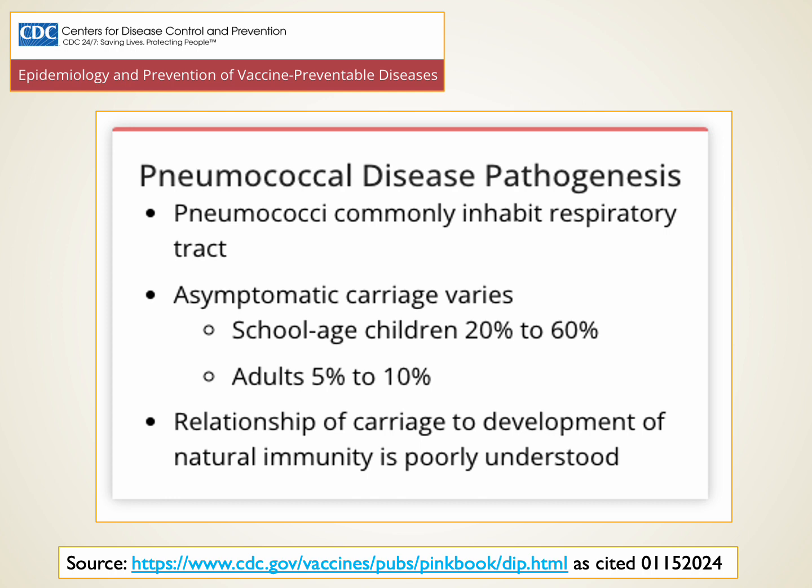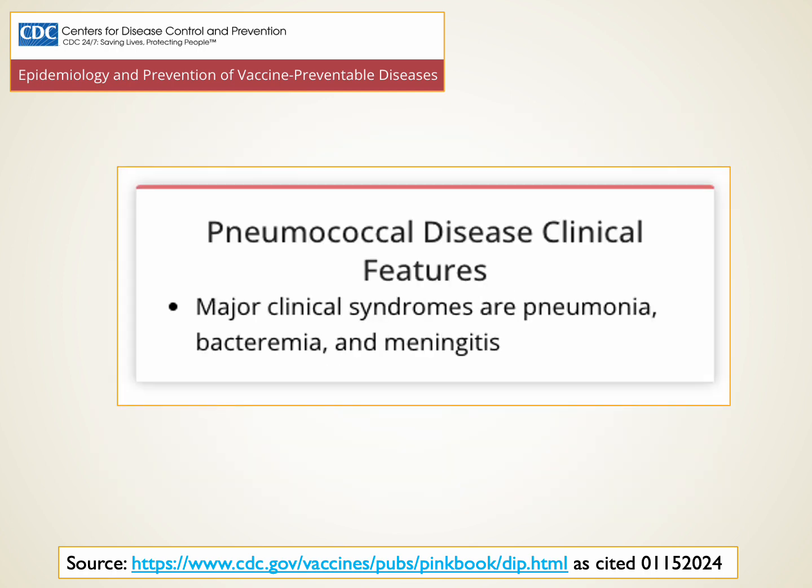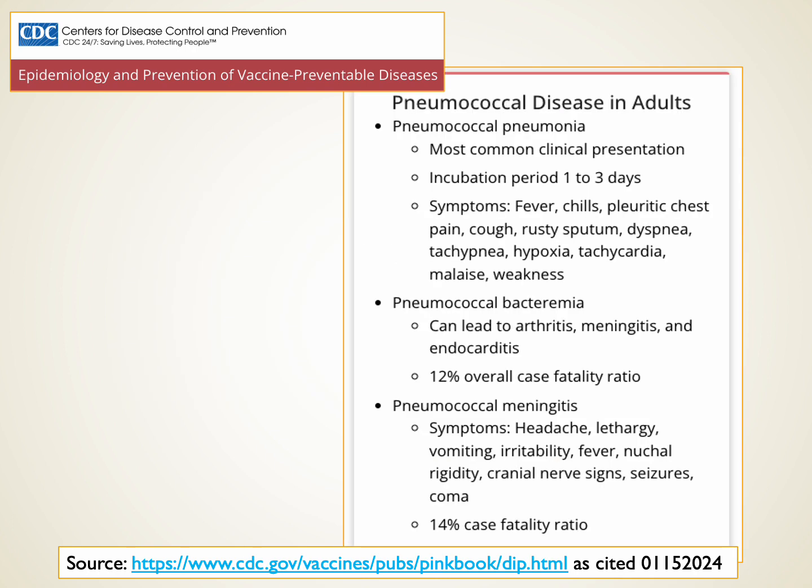But the pneumococcal infection is commonly seen in the respiratory tract. You'll see that its clinical features most often include pneumonia or a bacteremia and sometimes meningitis. In adults, pneumonia is what we commonly see. You can see a bacteremia and then sometimes a meningitis as well. And the bacteremia and the meningitis can have a pretty significant fatality risk of 12 to 14%. So that can be quite concerning or alarming.